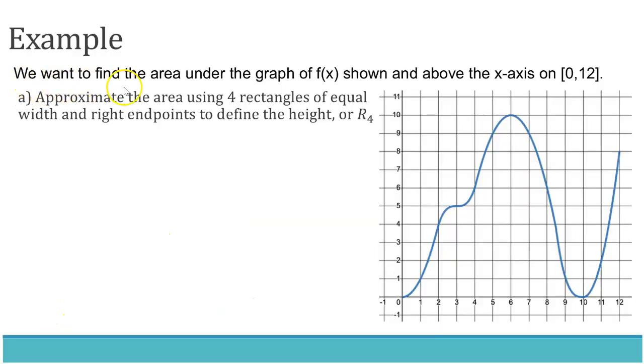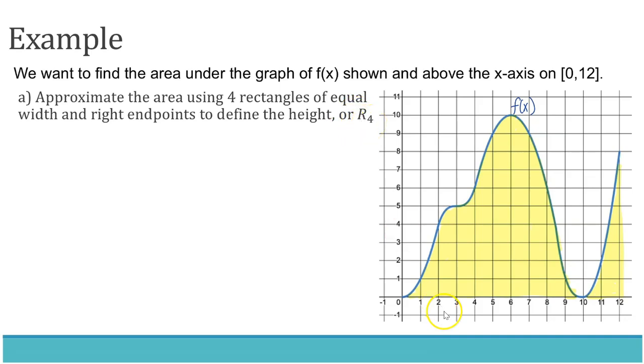In this example, we want to find the area under the graph of f of x shown and above the x-axis on the interval from 0 to 12. Let's start by shading in the region that we want to find. Alright, so here's the area that we're actually interested in finding. And in part A, we're going to approximate the area using 4 rectangles of equal width and right endpoints to define the height. Or, for short, we want to find R sub 4.